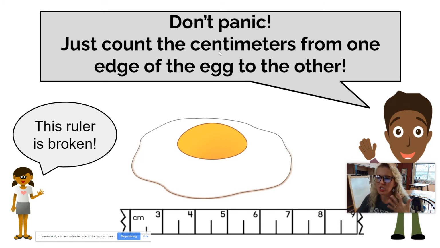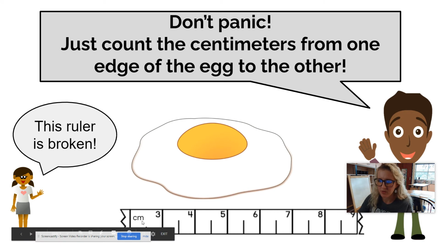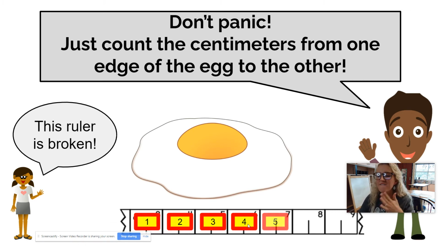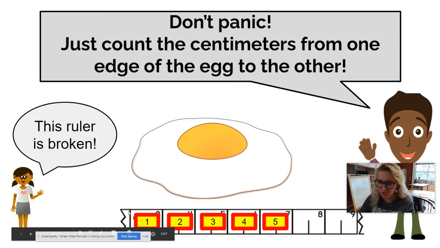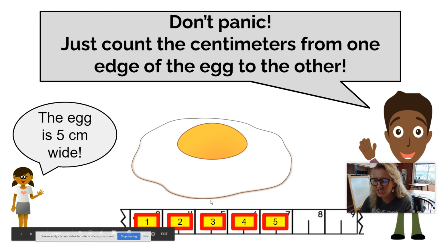We can just count the centimeters. Notice it's labeled. From one edge to the other edge, like this. We have 1, 2, 3, 4, 5. And we're going edge to edge. So even though it doesn't start at 0, I can still measure the total that it covers end to end. Okay, so the egg is 5 centimeters wide. Again, that's another unit of measurement. We have to be very specific with our labels when we're saying that.